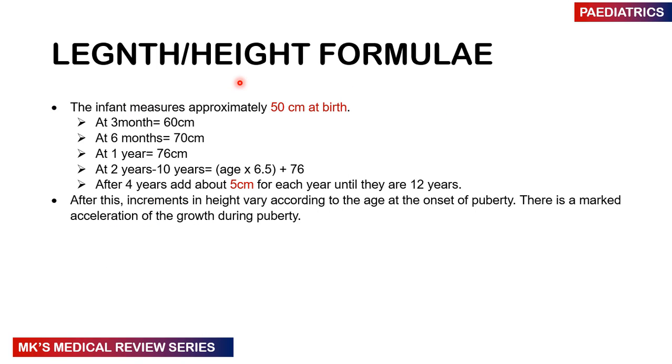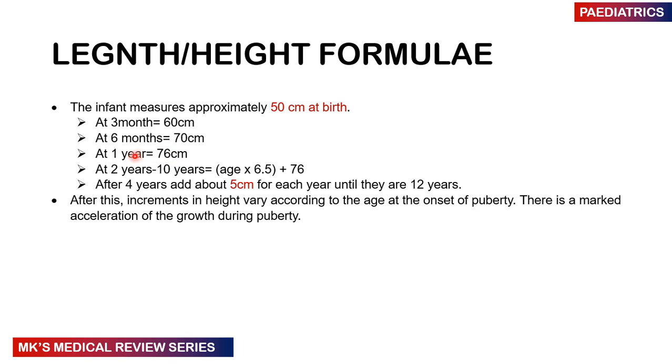Now, there are some length or height formulae that you can also use. Remember that when a child is born, they are approximately 50 centimeters at birth. At 3 months, you add 10, so they're at 60 centimeters. At 6 months, another 10, they're at 70 centimeters. Then after they reach 1 full year, they should be roughly around 76 centimeters. Because remember that growth is not in a linear pattern, it's rather an exponential type of thing. So you can't say that you keep adding 10 after every 3 months. That's not how it works. So at 1 year, they're about 76 centimeters.